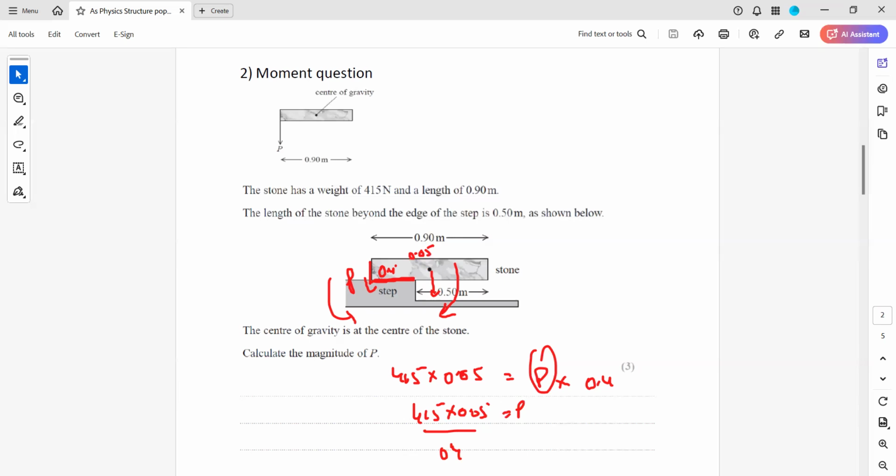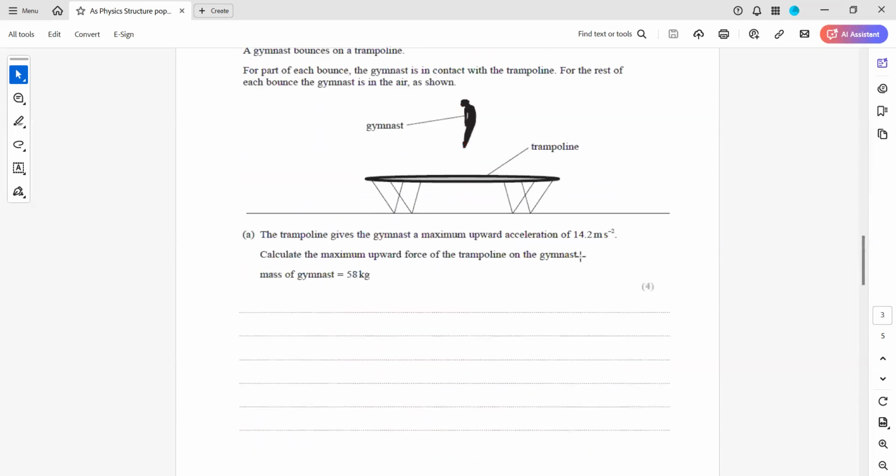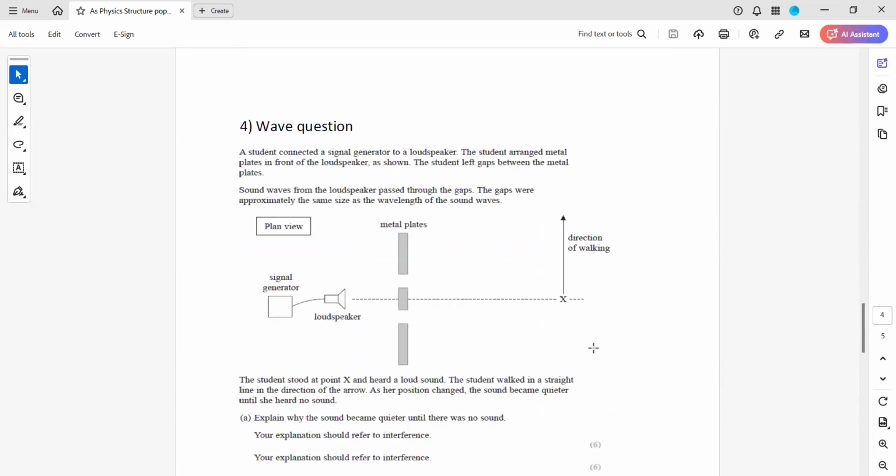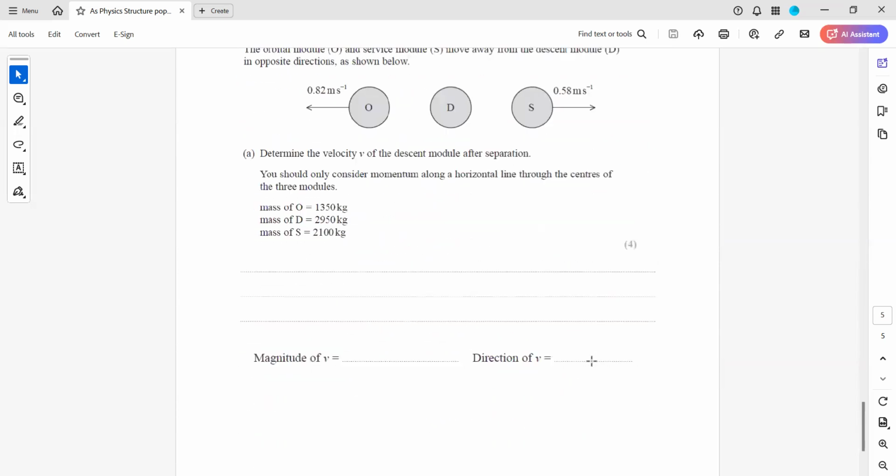Is it clear, this one? Question 3, any doubt? Question 3, 4, 5.